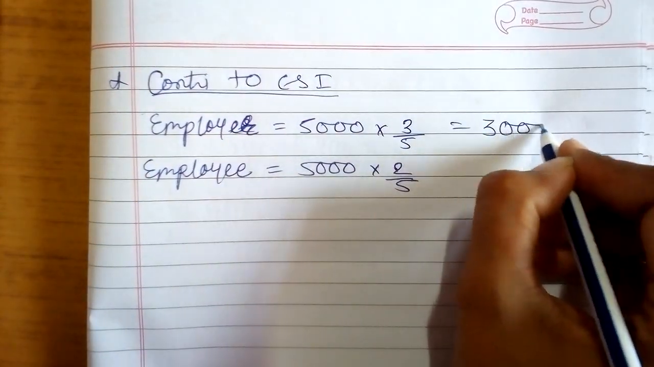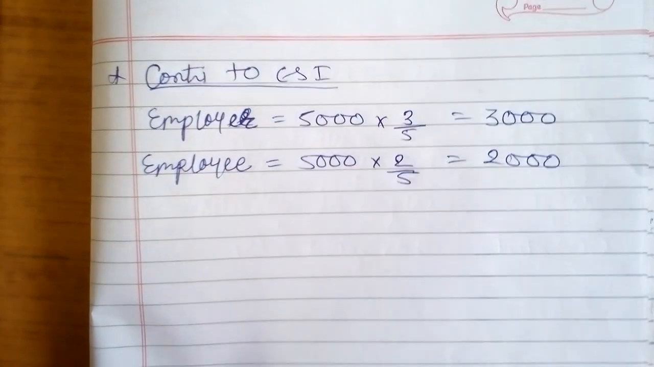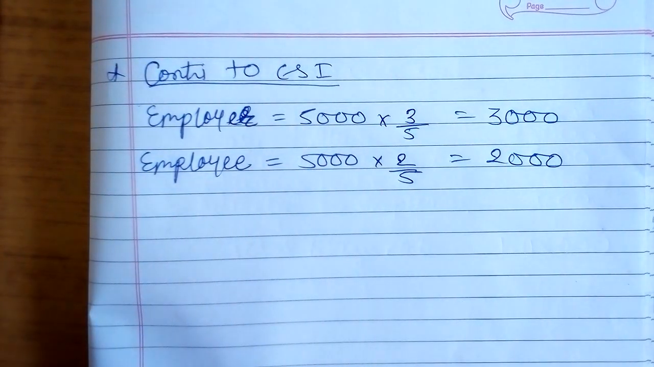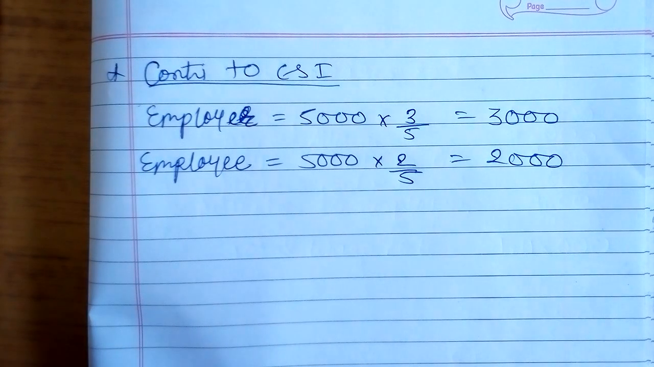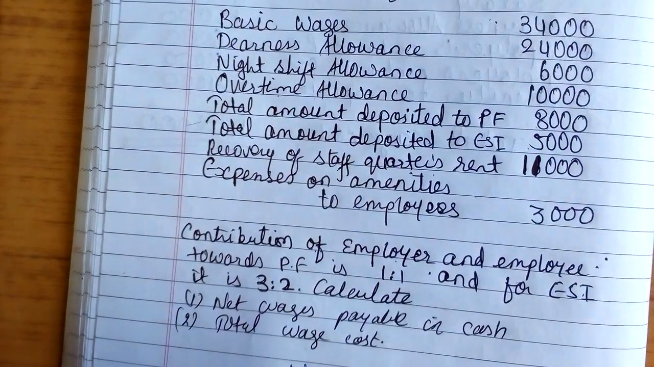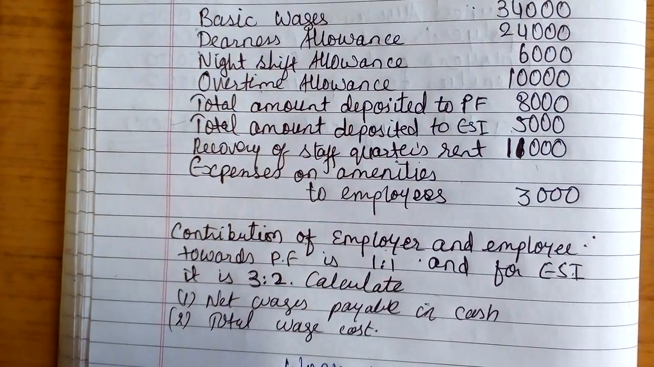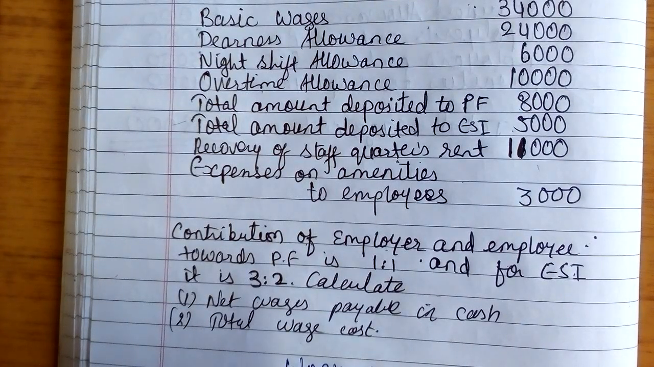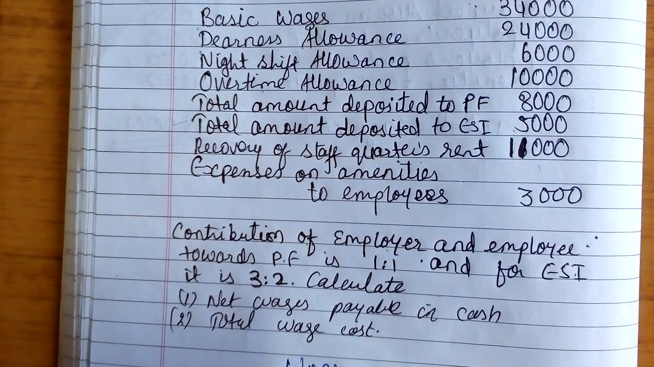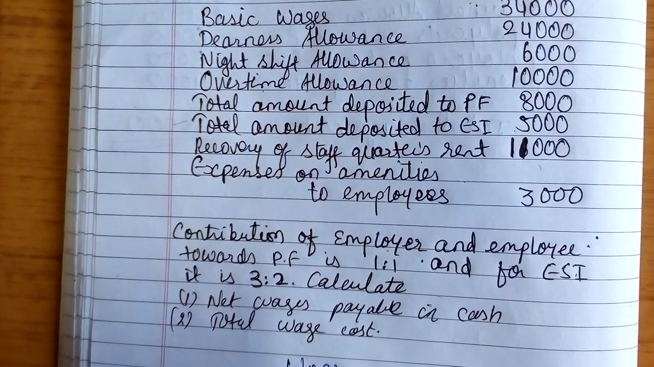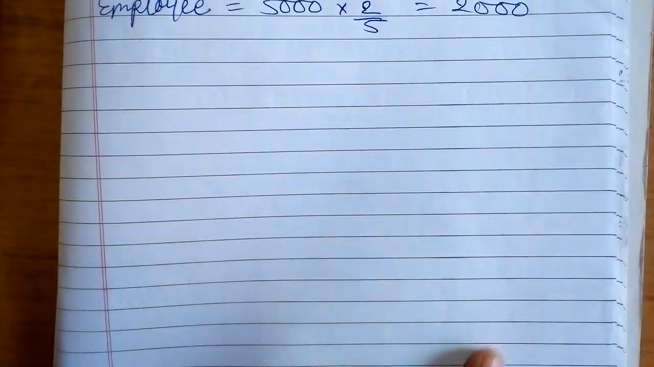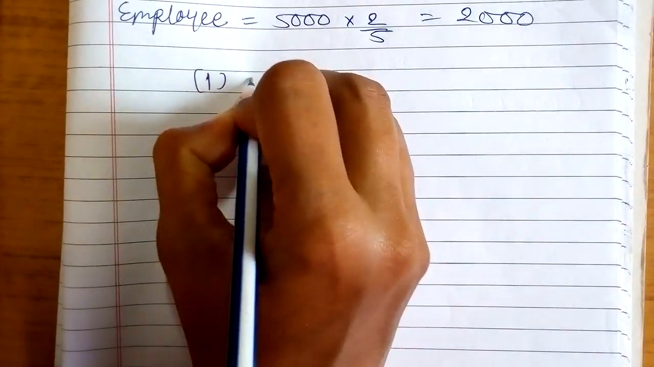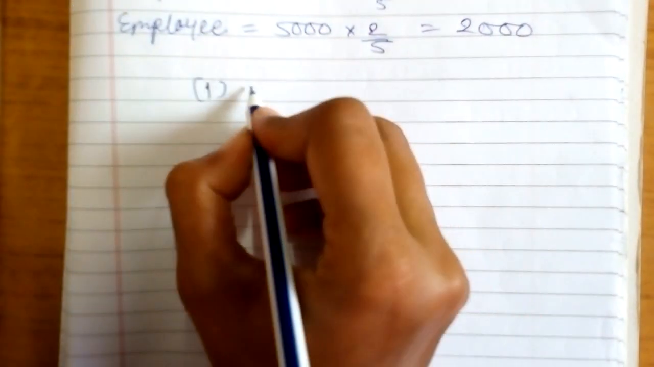So here this will be 3,000 and here it will be 2,000. Okay. Moving further with the same. Now the staff quarter rent expense is already given as 11,000 directly, right? So we don't have to calculate it like we did in the last example. So directly we can place that. Now going for the calculation. First calculation, net wages payable.